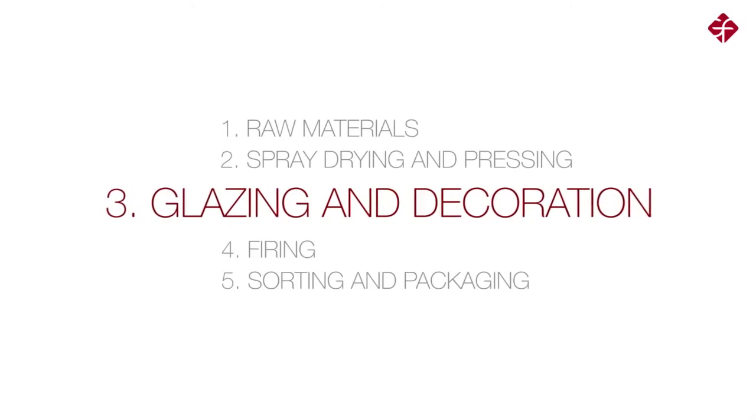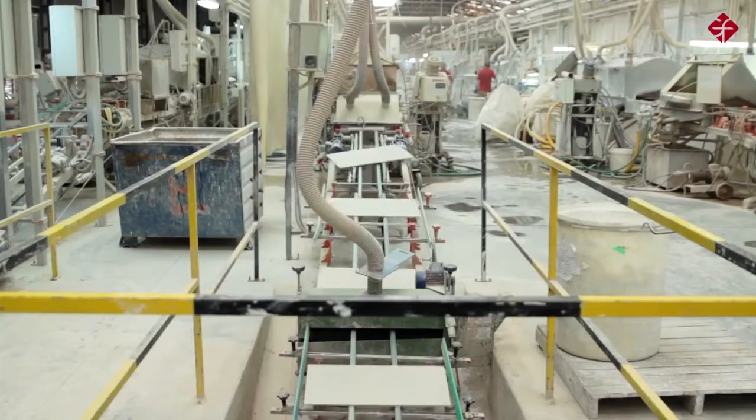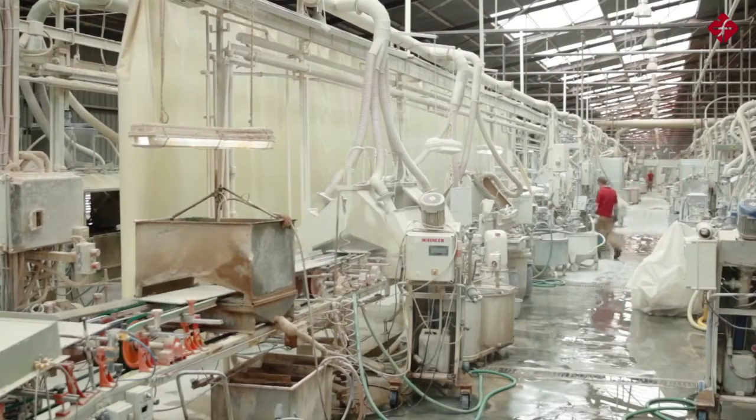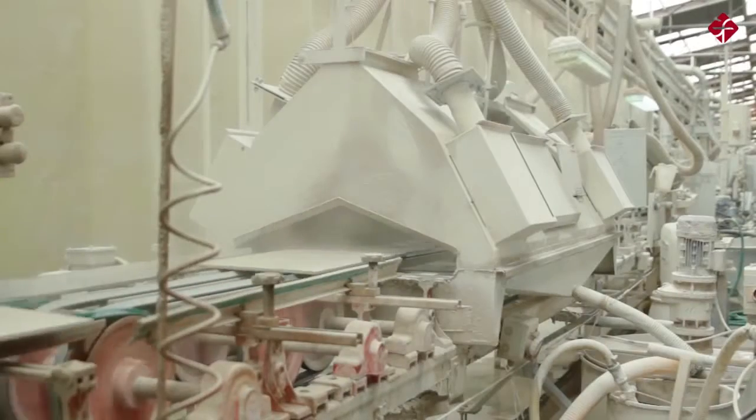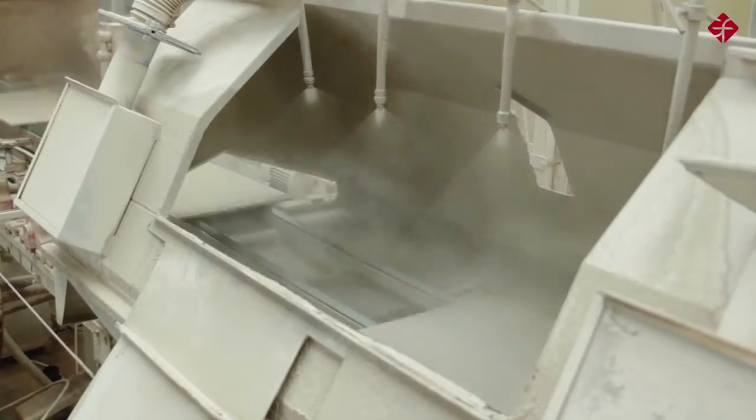Glazing and decoration. The tiles go directly to the glazing line, where several coats of slip and glaze are applied. The engobe is an interface material that lies between the clay base and the glaze that is to be applied to it. One layer of glaze is applied on top of the engobe to provide a base for the decoration.